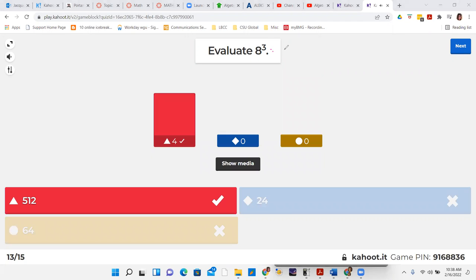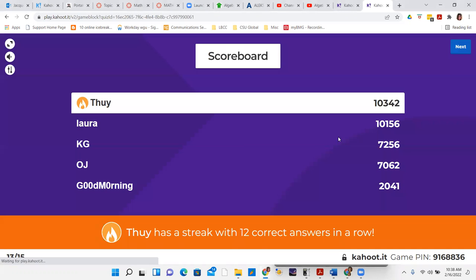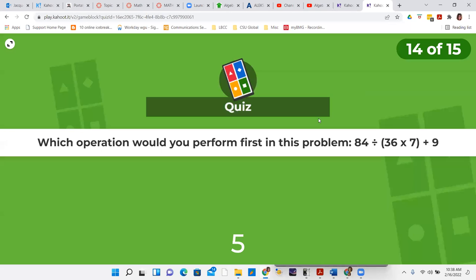All right, so 8 cubed is 8 times 8 times 8. No, 8 times 8 is 64 times 8. Without even getting a calculator out, that's the only possible answer, right? So that's one of those test-taking strategies, I guess. But 8 times 8 times 8 is 512.